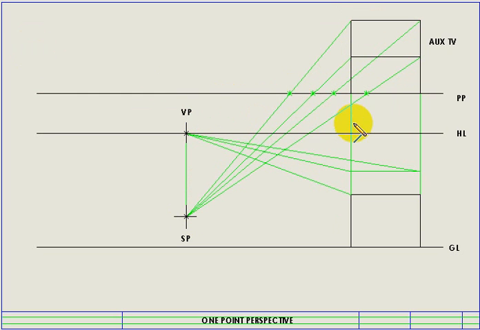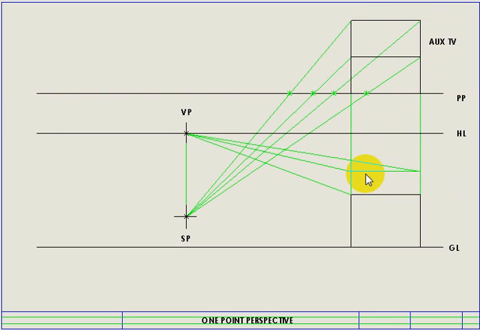Remember what we said is that if these 2 points are touching the picture plane, they get projected straight down, and that is exactly the same over here. When I get this point over here to touch the picture plane over there, I drop that one straight down.